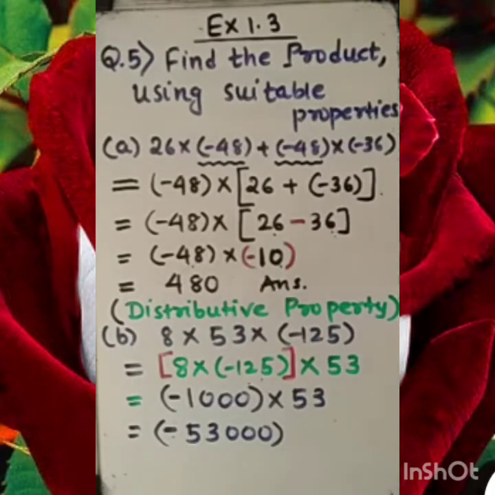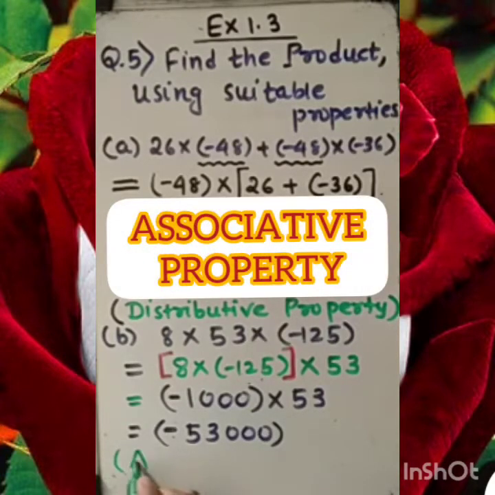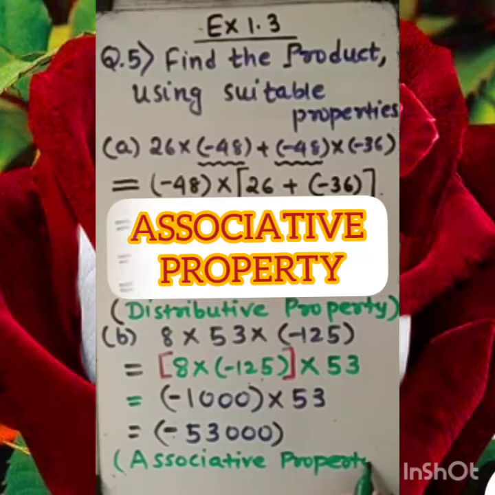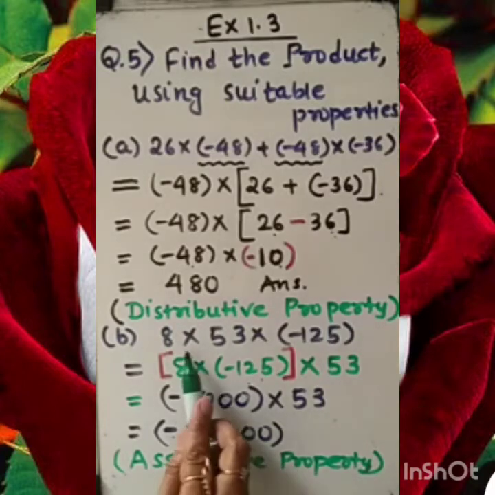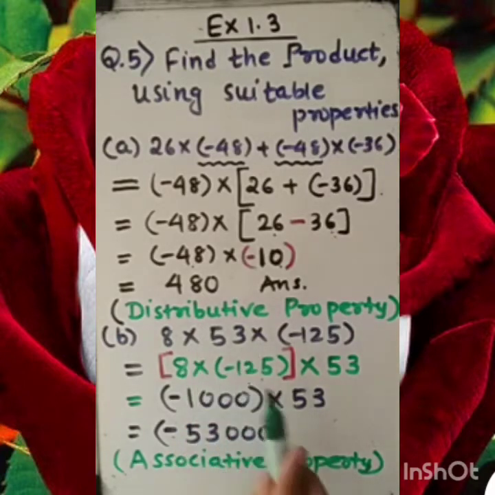This property is called associative property. Okay, so you need to mention here for your better understanding, this is associative property. The reason behind that, this property is very important. Associative property is called grouping, and with this associative property we are performing the multiplication. So, associative property of multiplication of integers.